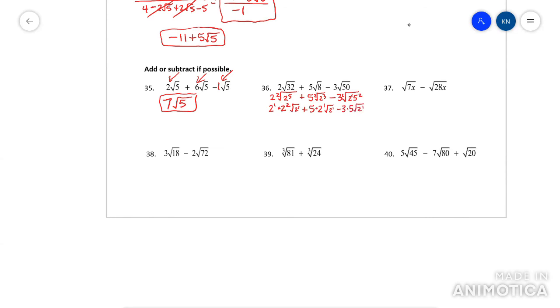So really, if you do this, if you multiply it out like this part, 2 times 2 squared, well, that's 2 times 4, which is 8. 5 times 2 is 10. 3 times 5 is 15. So really, it's like this. 8 plus 10 is 18, minus 15 is 3. So my answer is 3 root 2.